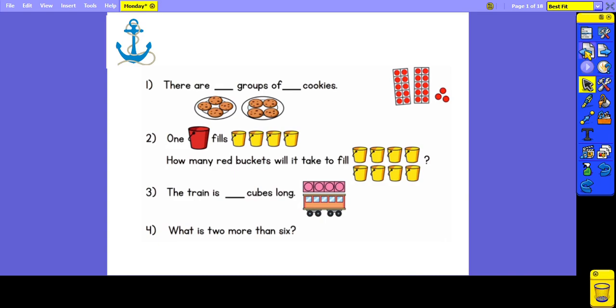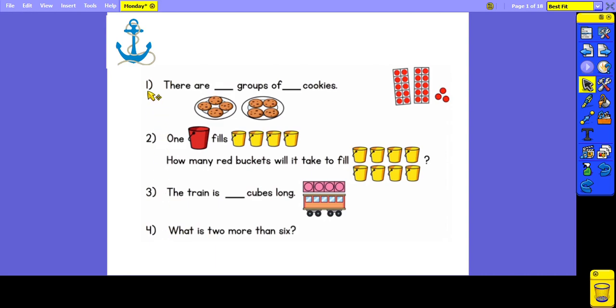Hello Year 1, we're starting off today's lesson with a flashback 4. First thing we need to do is to work out which number is represented by the 10 frames. And then we can move on to answering the 4 questions here. I'll read through all of the questions now and then give you some time to answer them yourselves.